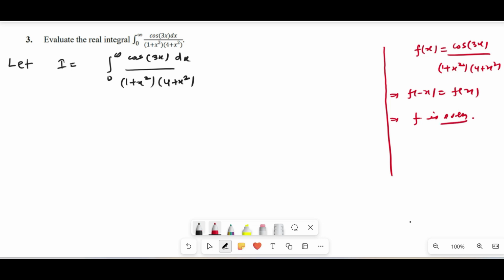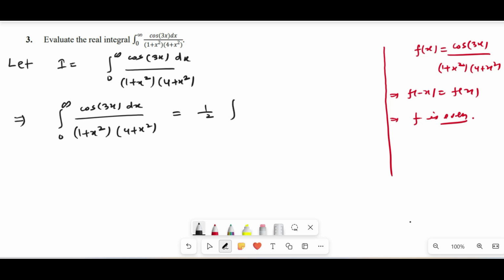So the even function can be written so that this integral can be written as the integral from 0 to infinity of cos of 3x dx over 1 plus x square multiplied by 4 plus x square is equal to 1 by 2 times the integral from negative infinity to infinity of cos of 3x dx over 1 plus x square and 4 plus x square. And now we need to replace x by z.